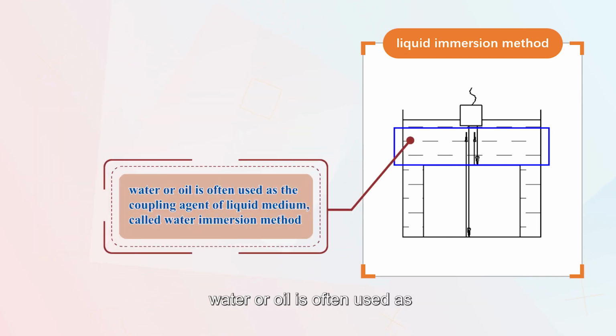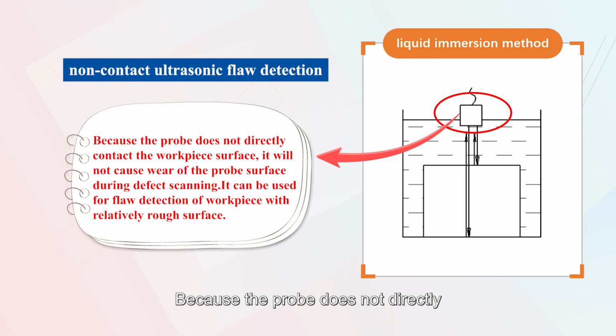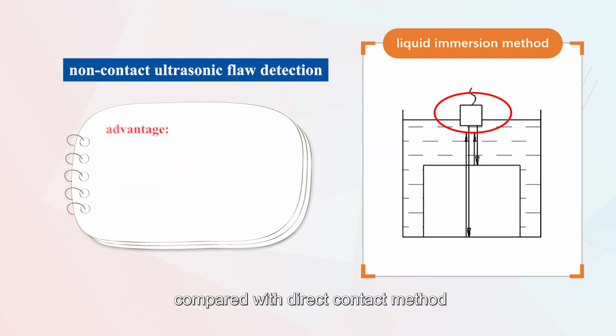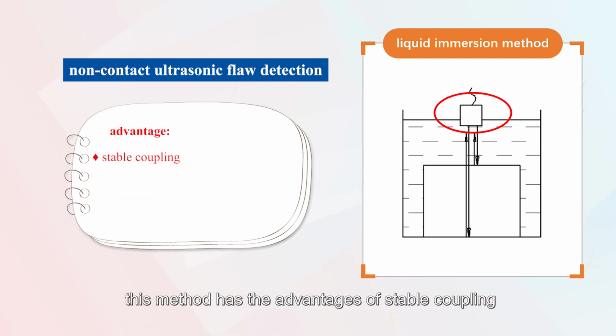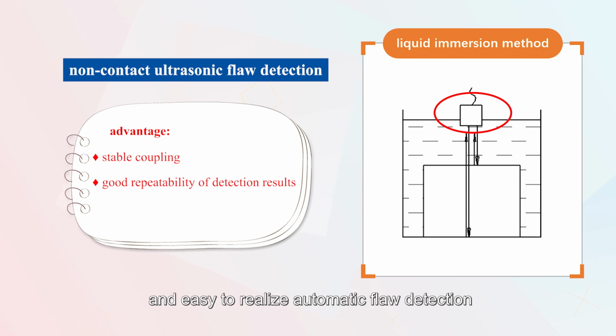In engineering practice, water or oil is often used as the coupling agent of liquid medium. When water is used as the coupling medium, it is called the water immersion method. This method belongs to non-contact ultrasonic flaw detection. Because the probe does not directly contact the workpiece surface, it will not cause wear of the probe surface during the defect scanning. It can be used for flaw detection of a workpiece with a relatively rough surface. In addition, compared with the direct contact method, this method has the advantages of stable coupling, good repeatability of defect results, and easy realization of automatic flaw detection.